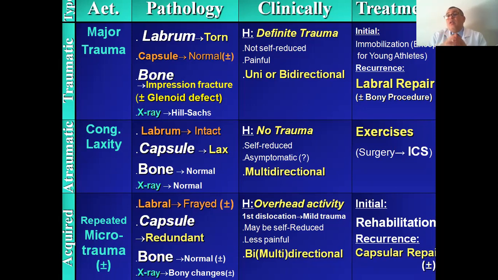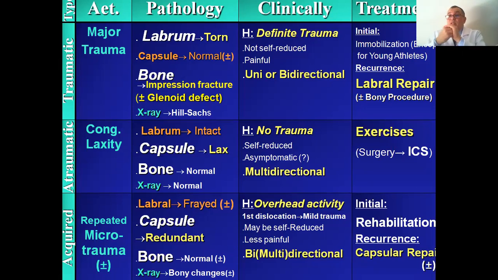It is treated by coordinated rotator cuff exercises to teach the rotator cuff how to perform. If surgery is needed, it is in the form of an inferior capsular shift. The acquired type, which was added by Neer, is due to repeated microtrauma, due to overhead activity in the abduction external rotation position, like in dolphin swimmers or backstrokes.